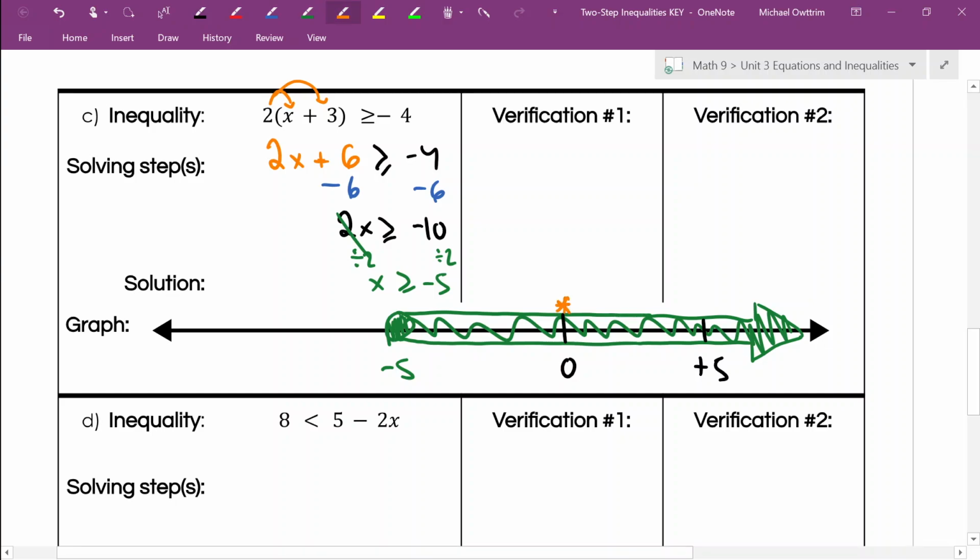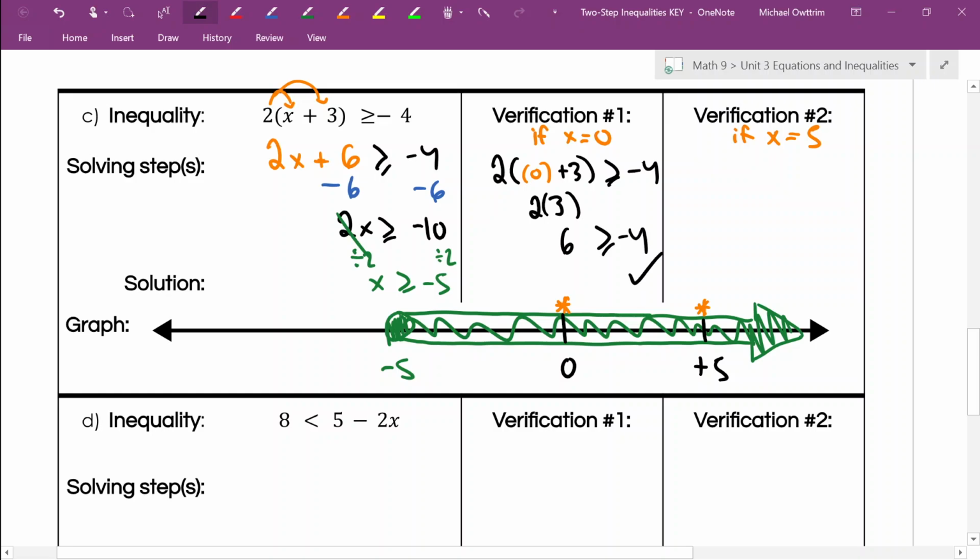So let's check those as our verification points. So let's go ahead and check if x is 0 and if x is 5. Whoops, x is 5. So let's substitute those into our original inequality. Our original inequality was 2 brackets, whatever x is, plus 3 should be greater than or equal to -4. 0 plus 3 is 3, and 2 times 3 is 6. 6 is greater than or equal to -4, so that point worked as well.